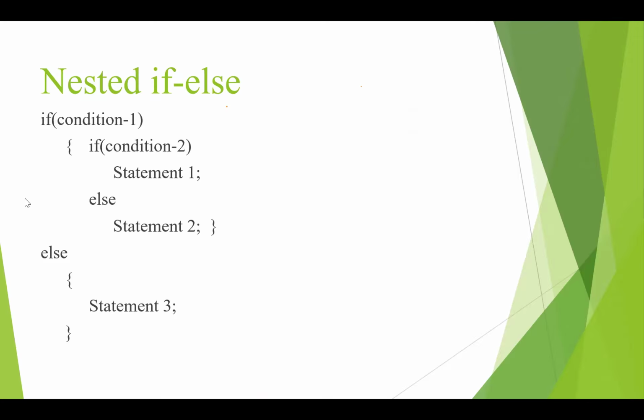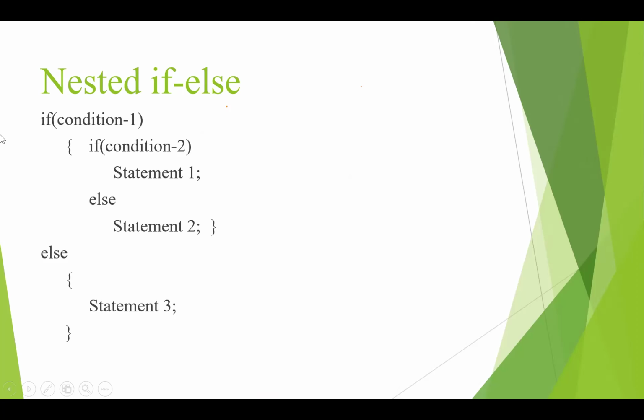Okay, if condition 1 is true, then coming to the true block, the true block also checks another condition, that is condition 2. So inside the if condition, we have to check another if condition. This belongs to the nested if else. Depending on the problem statement, we have to use the nested if else.